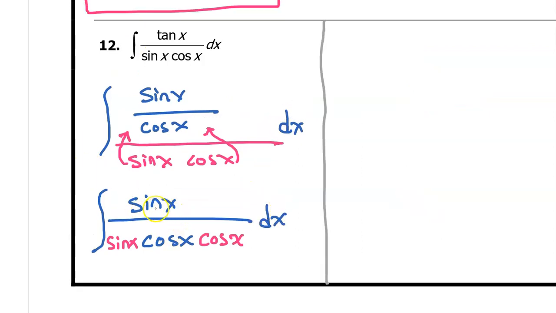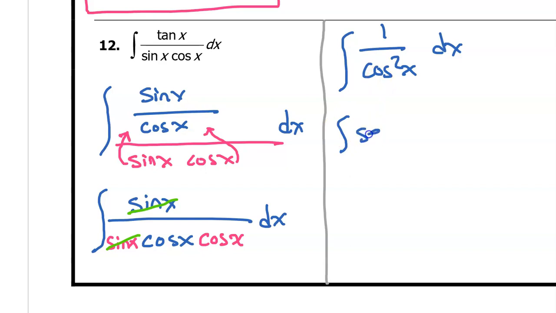Two things will happen now. I notice that we have sine x over sine x. So these are going to cancel each other out. And then I also have cosine x times cosine x. That's cosine squared. So I now have the integral of 1 over cosine squared x dx. The reciprocal of cosine is secant. So this is the same thing as the integral of secant squared dx.